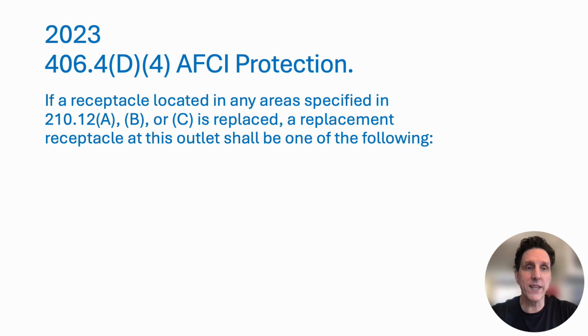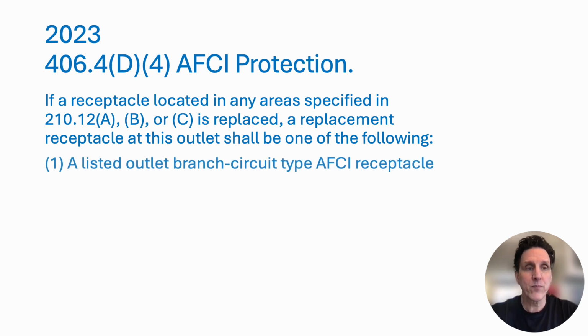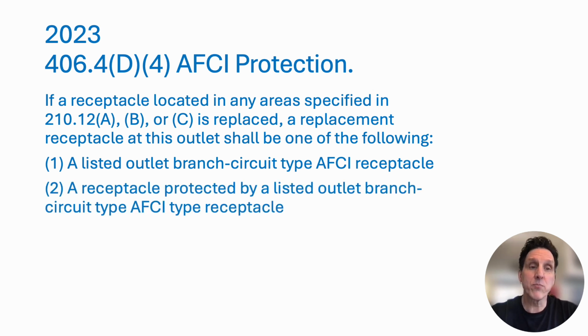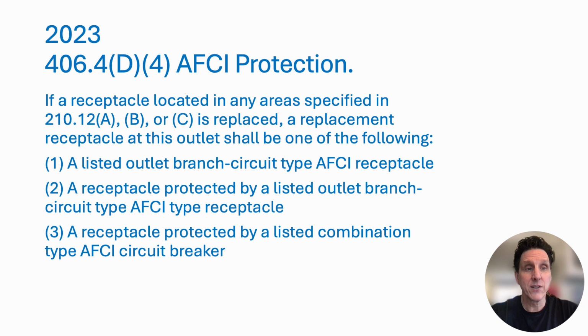If a receptacle located in any area specified in 210.12A, B, or C is replaced, a replacement receptacle at this outlet shall be one of the following: a listed outlet branch circuit type AFCI receptacle, a receptacle protected by a listed outlet branch circuit type AFCI receptacle, or a receptacle protected by a listed combination type AFCI breaker.